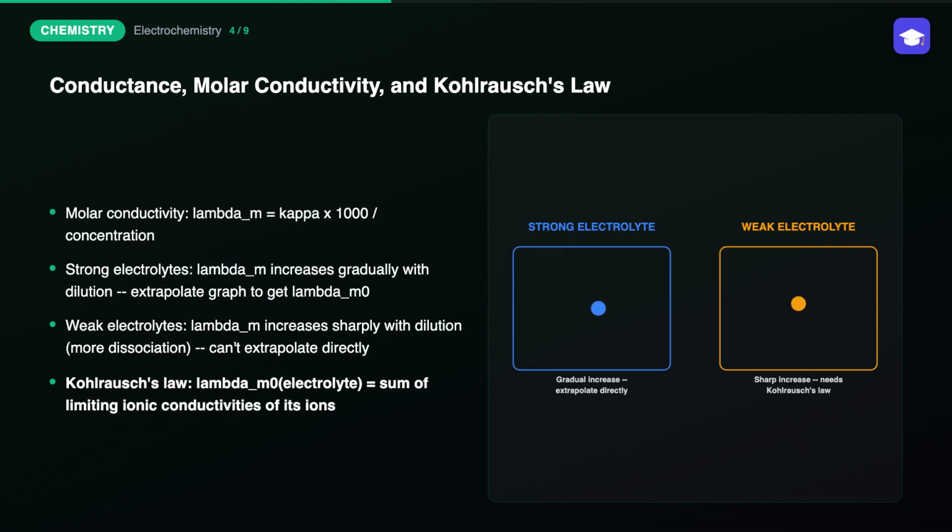It must instead be calculated using Kohlrausch's law of independent migration of ions, which states that limiting molar conductivity of any given electrolyte equals the simple sum of the limiting individual ionic conductivities of its constituent cation and anion. This law lets you calculate a weak electrolyte's limiting molar conductivity indirectly, by combining data from several different strong electrolytes that share common constituent ions.